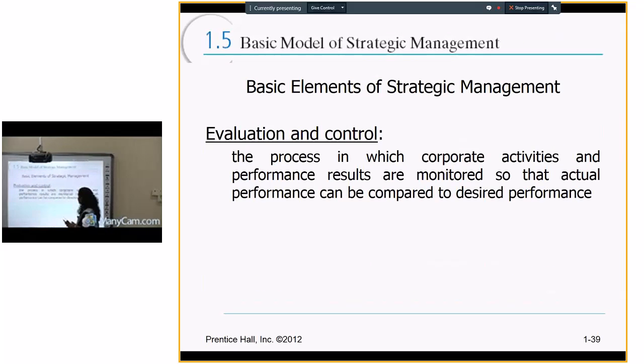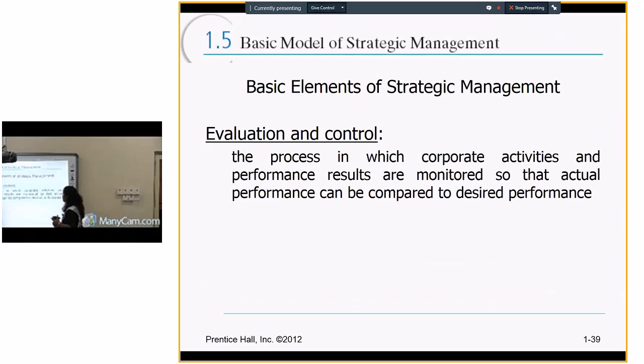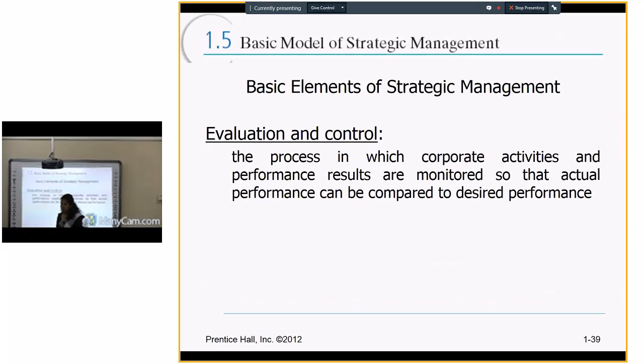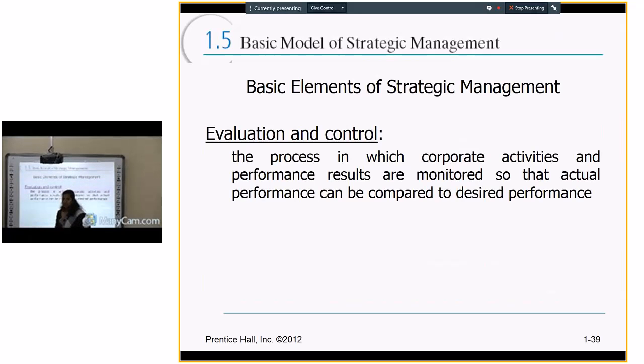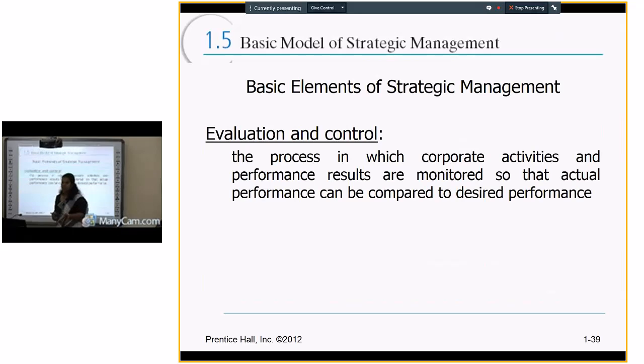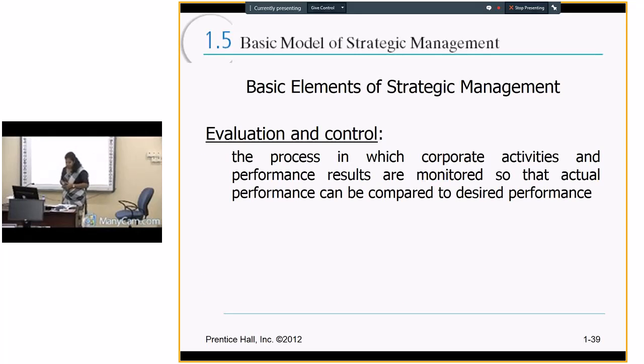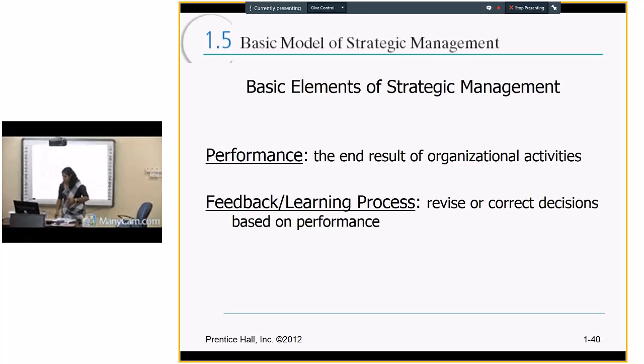So they are defining the process in which the corporate activities and performance results are monitored so that actual performance can be compared with the desired performance. We are doing the evaluation and control step as a monitoring process. For example, we can say what we are doing is a variance analysis. We try to find out the expected and the actual, then whether there is any deviation or variance. That is what we are measuring under the evaluation and control.